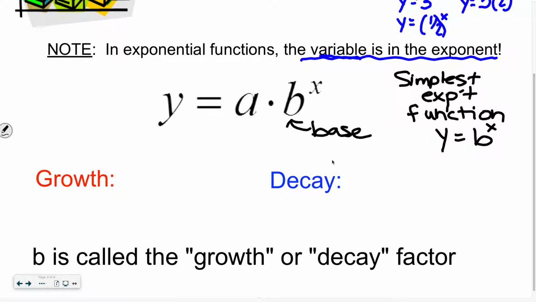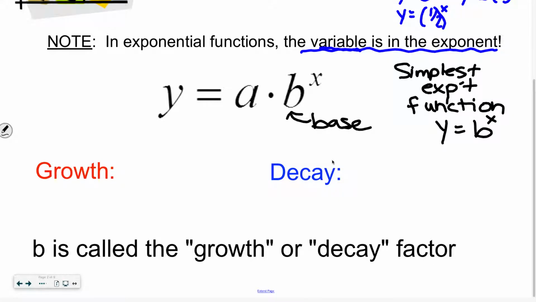Now, exponential functions can be classified one of two ways. They can be exponential growth or exponential decay. How will you know if it's exponential growth or decay? Based on the value of the base. So when the base is greater than 1, it's exponential growth. Just looking at b. When the base is less than 1, but also greater than 0, it's decay.